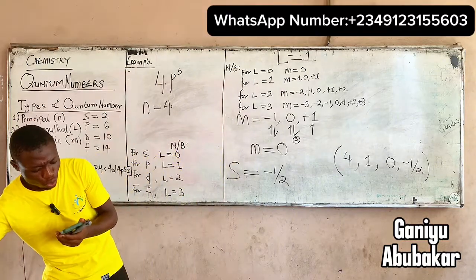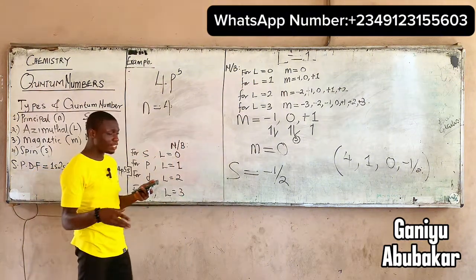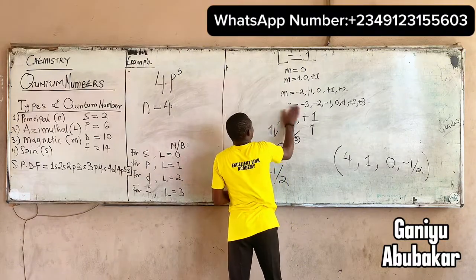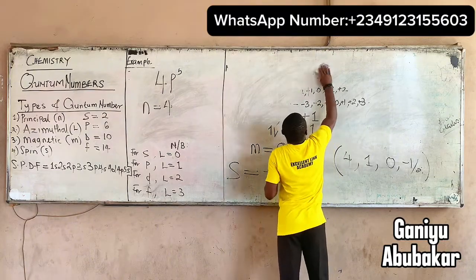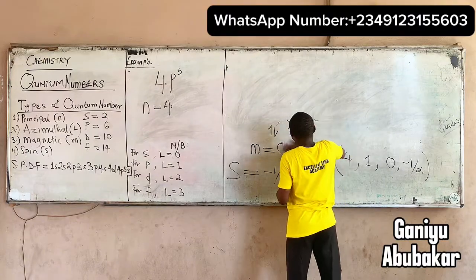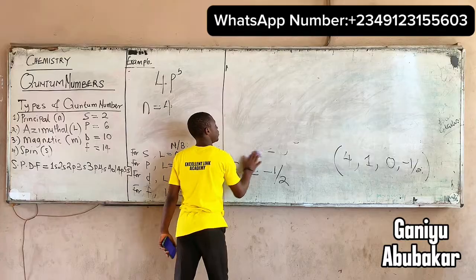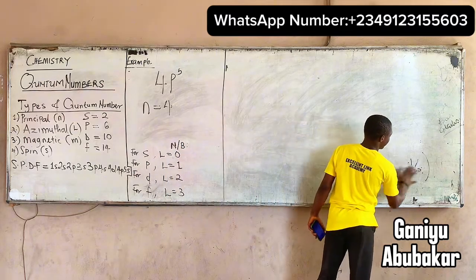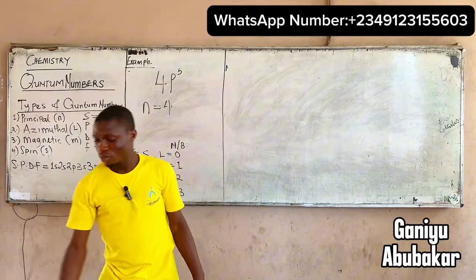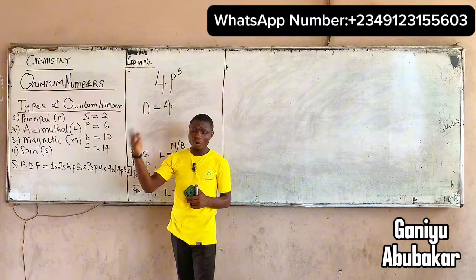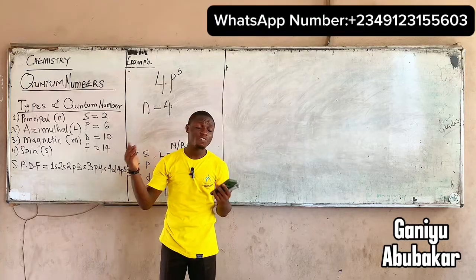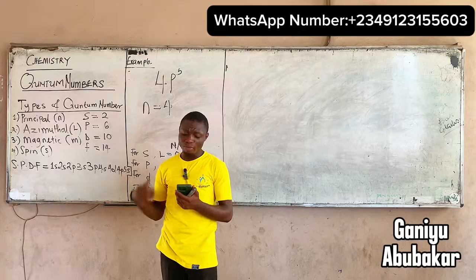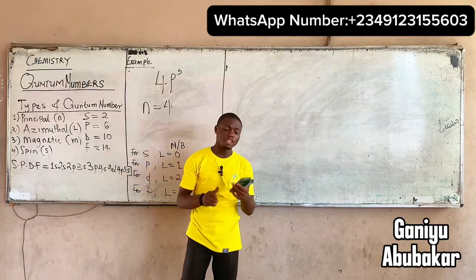So look at one last thing: how to write the SPDF configuration of a particular element in terms of other elements. So let's look at that shortly. All right, I said earlier that for this class, look at two things. Number one, how to write out the quantum numbers of a given element, which we have known now: how to get our principal, azimuthal, magnetic and spin. Number two, how to write the SPDF configuration of an element in terms of other elements.